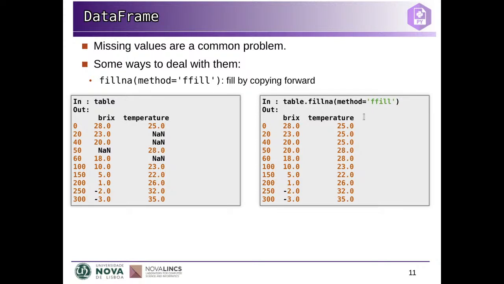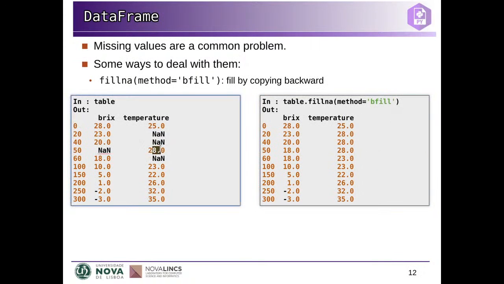Alternatively, you may want to fill in the values. For example, this fillna will return a copy of your table by filling the missing values. If you use this method, forward fill, it copies the values forward. So this 25 gets copied in the subsequent missing values, then the 28. You can do a backward fill if you want.